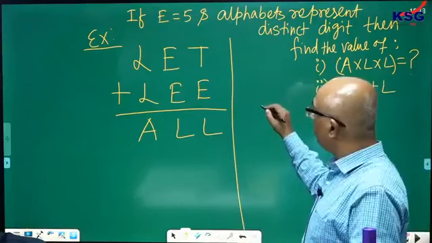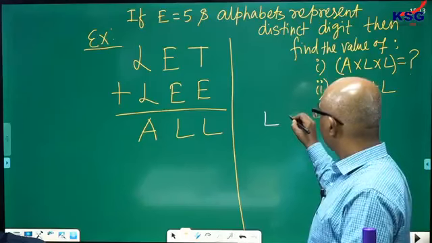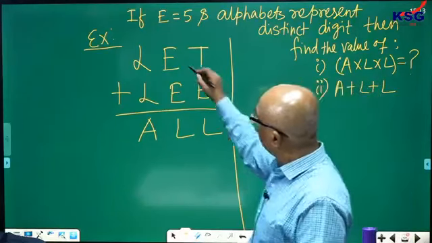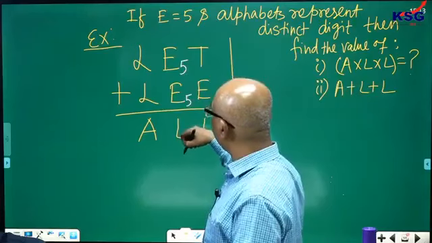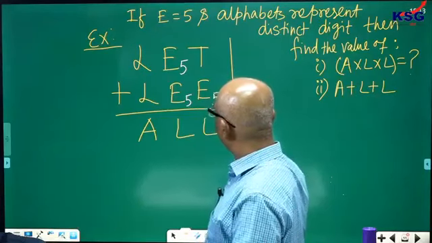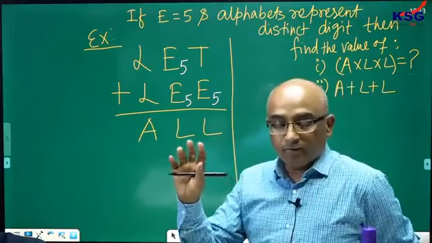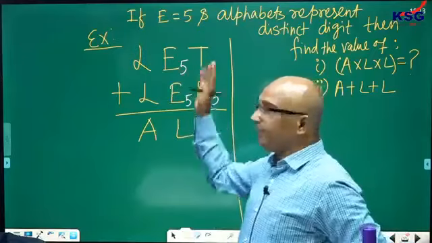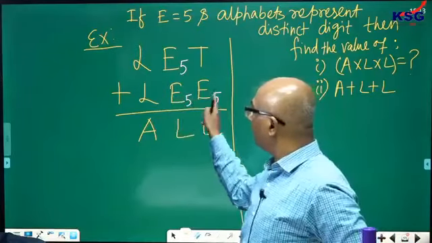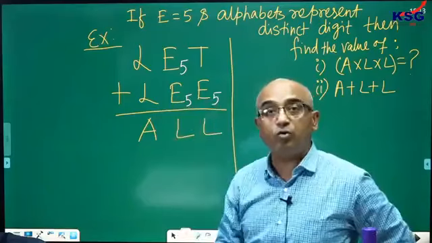So right now E is given as 5. So let us replace E by 5. Students, concentrate here. Please concentrate. LET is a 3-digit number. LEE is a 3-digit number. The answer ALL is also a 3-digit number.